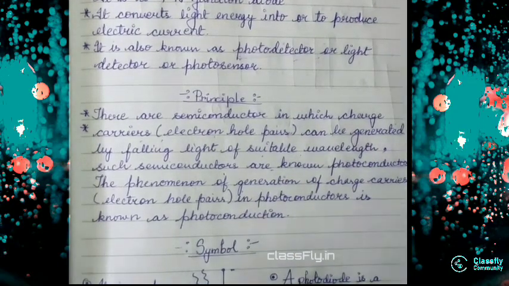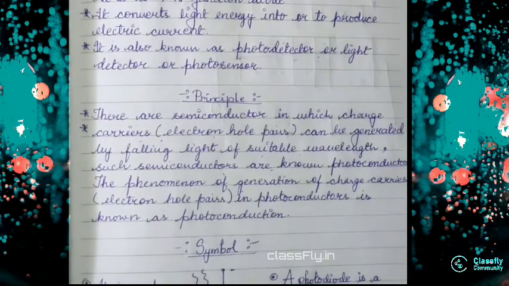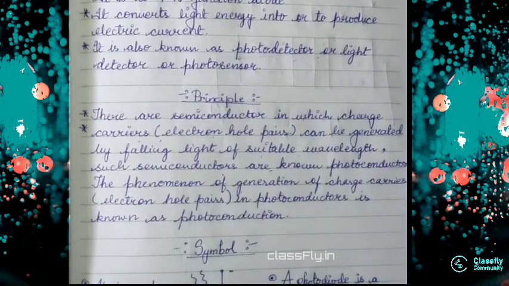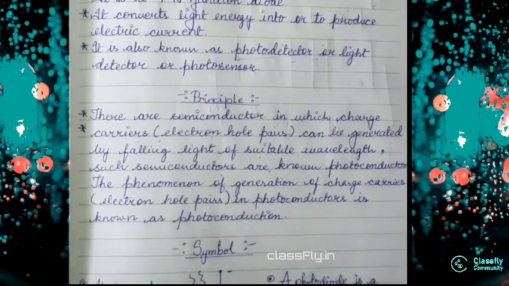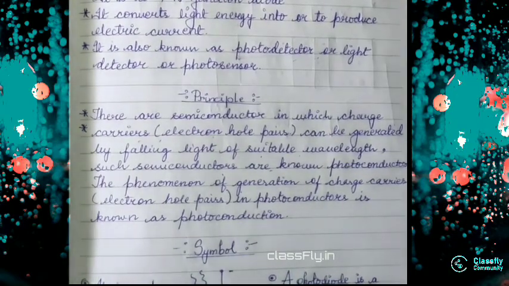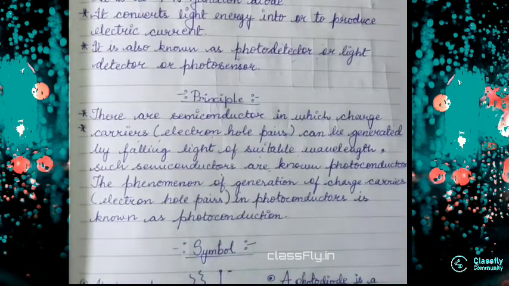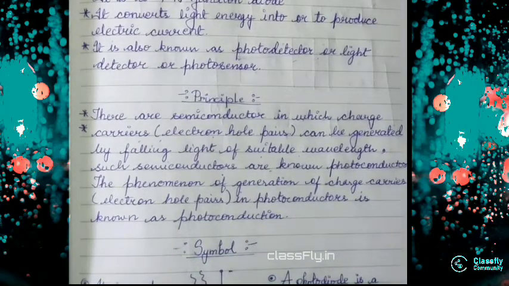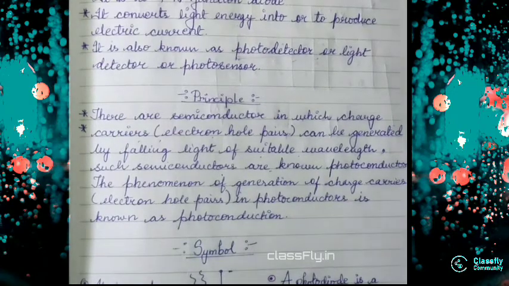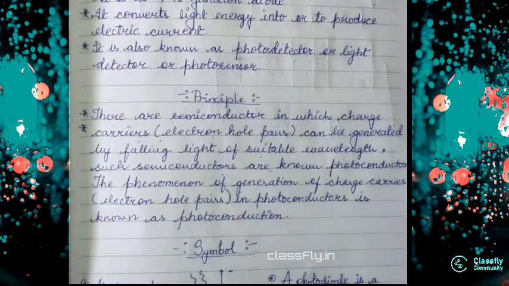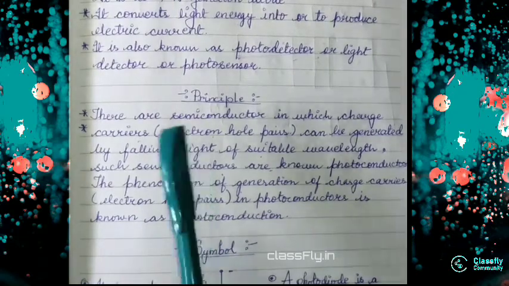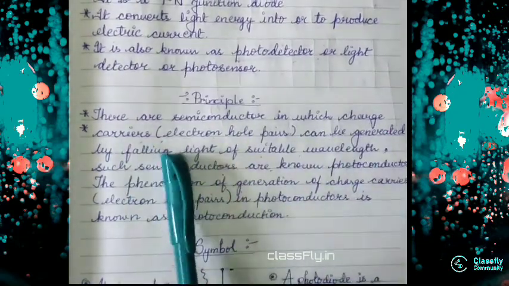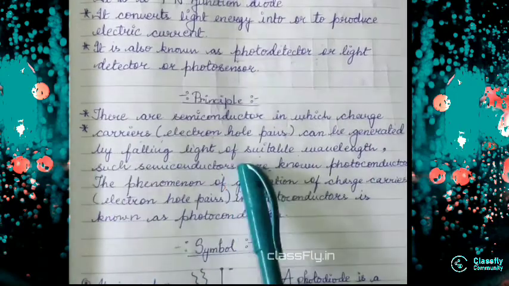Basically, it says that in a semiconductor there is a conduction band and a valence band. At 0 volt it is an insulator, but as we increase the temperature it starts becoming a semiconductor, and there is a huge energy gap, which is approximately 1 electron volt. So the semiconductor needs such energy so that some electrons can get transferred to the conduction band. So it is saying that in a semiconductor, charge carriers can be generated by falling light.